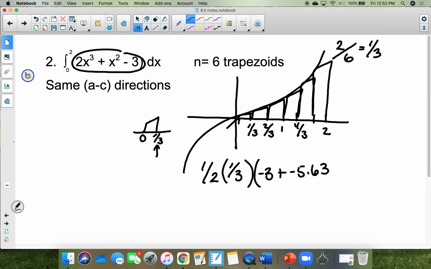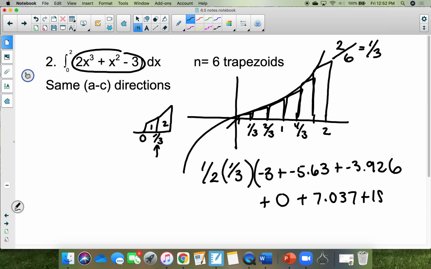Because the 1/3 isn't just one of the bases, it also is part of the second base. And then you have to plug 1 in there, and when you plug 1 in there, you also have to multiply by 2. Plug 4/3 in there and multiply by 2, and keep doing that. You're going to get 4.926. Okay, that's the A part.